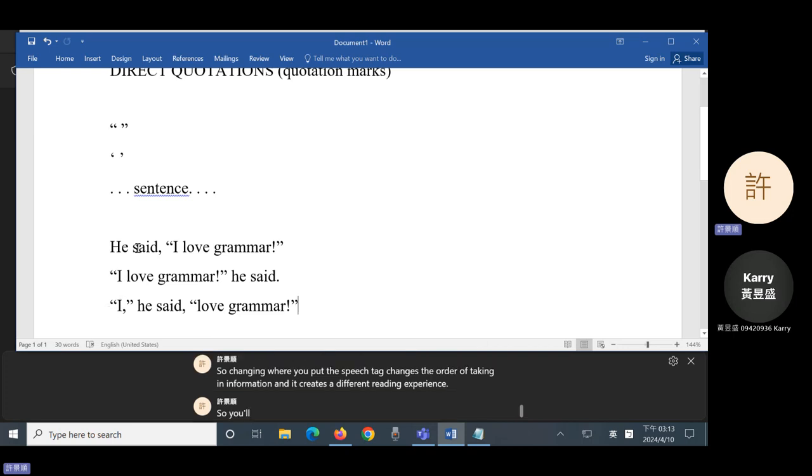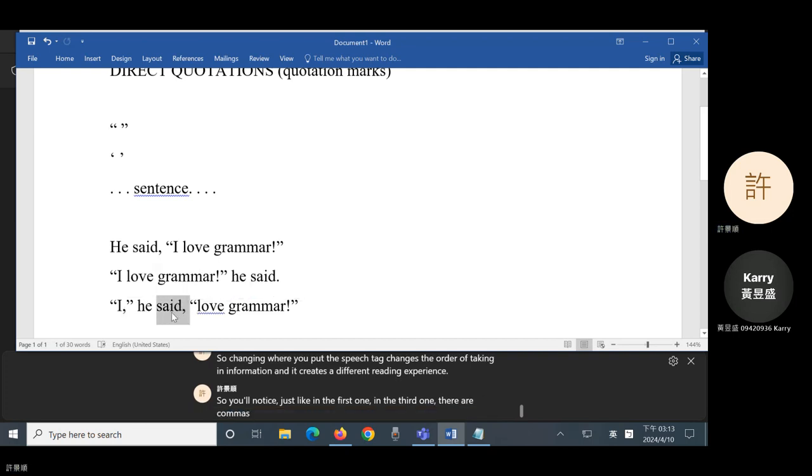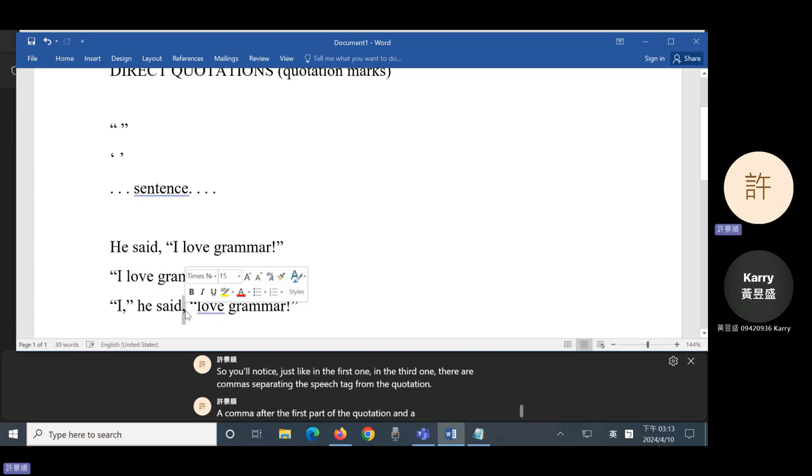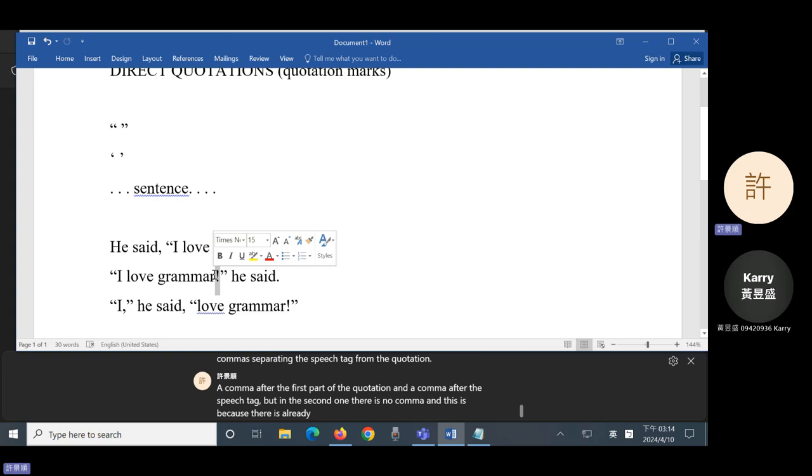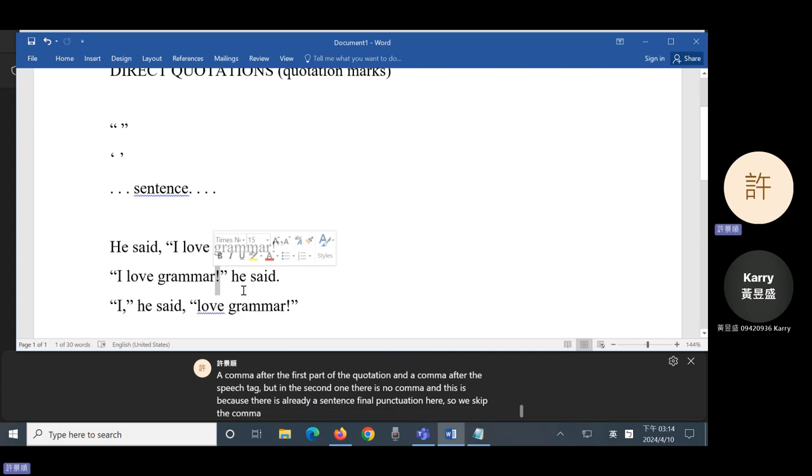So you'll notice, just like in the first one, in the third one, there are commas separating the speech tag from the quotation. A comma after the first part of the quotation, and a comma after the speech tag. But in the second one, there is no comma. And this is because there is already a sentence final punctuation here, so we skip the comma. In terms of grammar, there should be a comma, but the comma just tells us it separates the quotation from the tag, and the exclamation point can do the same thing, so we don't have to add another comma.